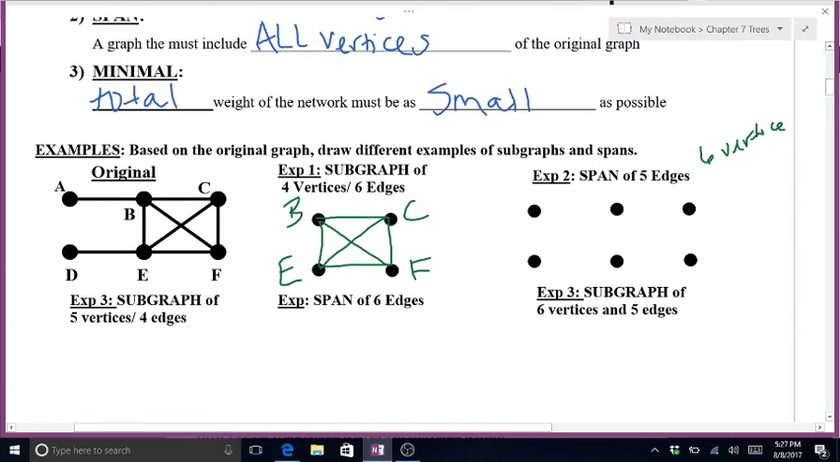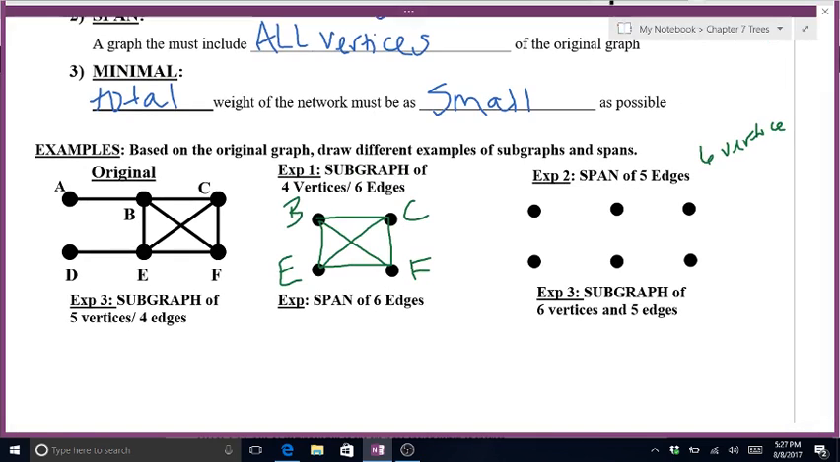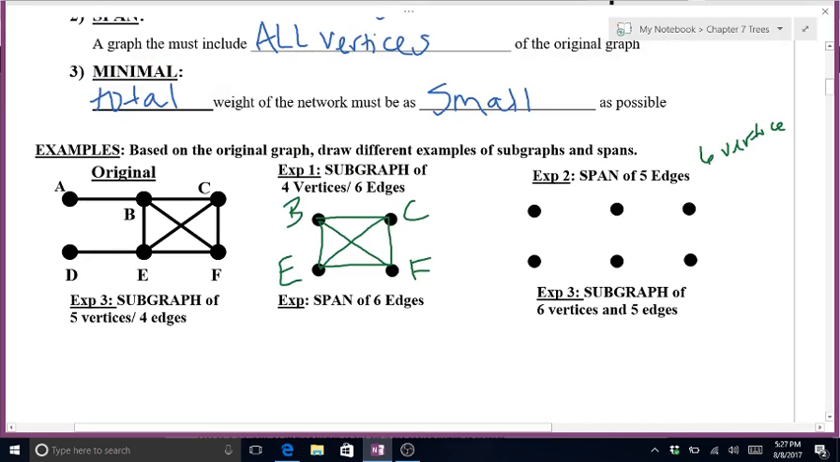Okay. So we want 6 vertices. And remember, this has to be a connected graph, so we have to connect all of these dots. We cannot leave one that's off to the side and not connected. Okay, so we need to connect these in 5 lines.